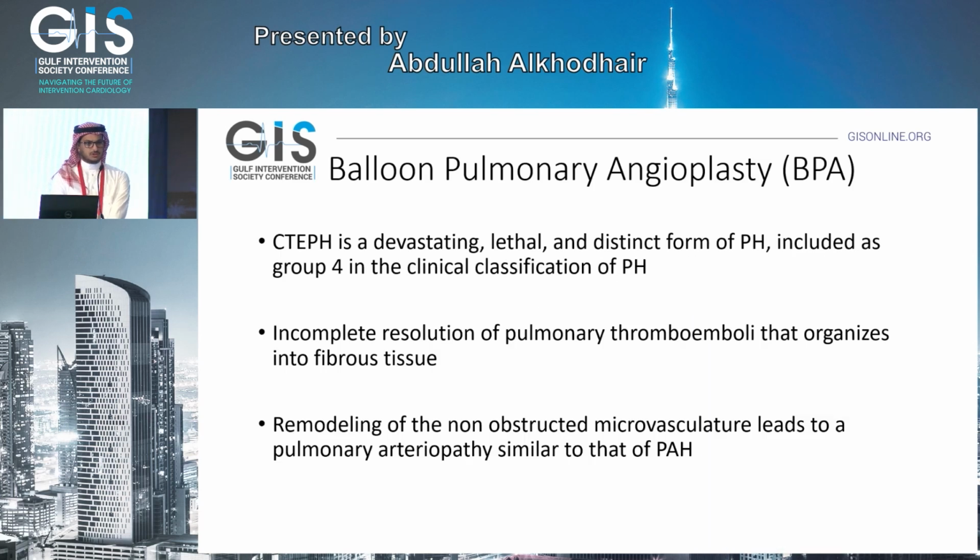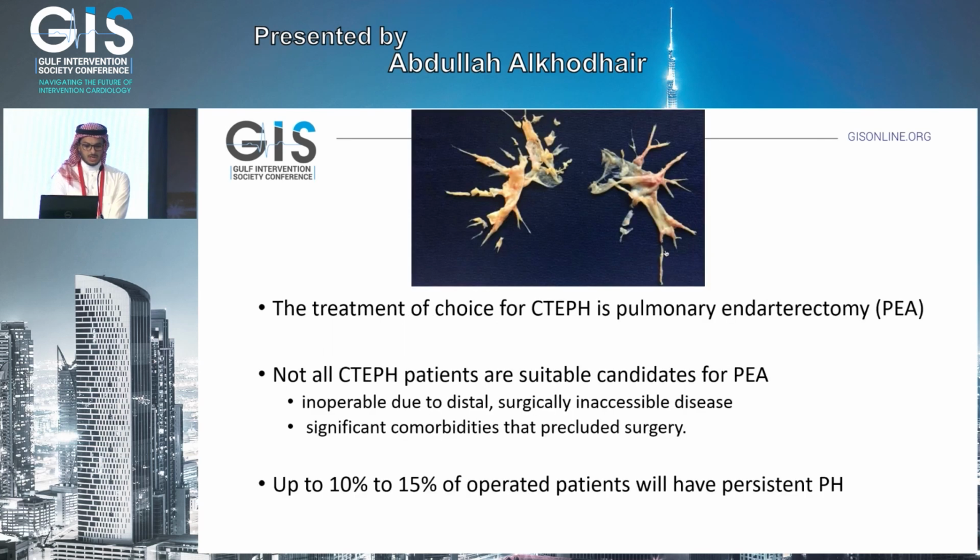Finally, we'll finish with something called balloon pulmonary angioplasty in patients with CTEPH. Remember, CTEPH is chronic thromboembolic pulmonary hypertension, group 4. The pathology here is incomplete resolution of the clot, and the clot then organizes into fibrous tissue. The non-obstructed vessels will undergo some remodeling, and if you take a biopsy, it will be similar to what you see in group 1. The treatment of choice is pulmonary endarterectomy, but not all patients are candidates for this procedure.